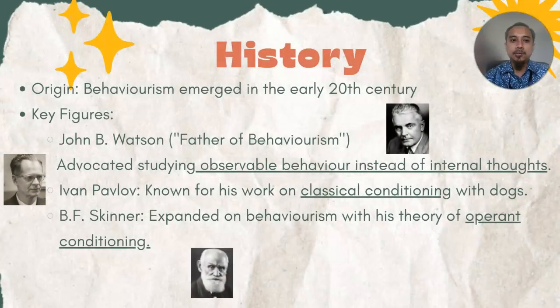First and foremost, to those of you who are new to behaviorism, you ought to know that behaviorism is among the oldest and earliest psychological theories that were discovered and well applied and practiced in academia. It emerged in the early 20th century, and among the key figures are John Watson, who is considered the father of behaviorism, who advocated studying observable behavior instead of internal thoughts. And then we have Ivan Pavlov, known for his work on classical conditioning with dogs, and also B.F. Skinner, who expanded the theory with his own rendition of operant conditioning. We are going to look at these fundamental terms as we go on in the lecture, and hopefully they can help you enhance your knowledge and understanding of what behaviorism is all about.